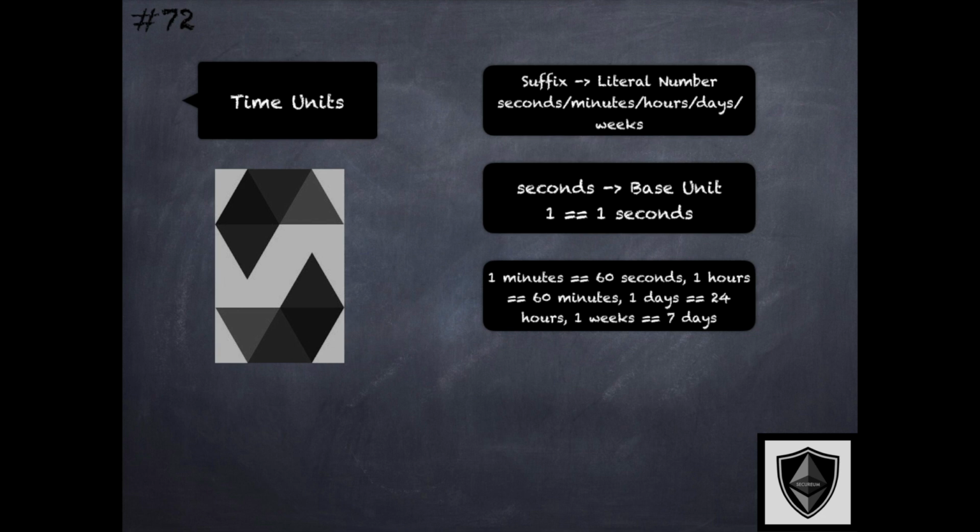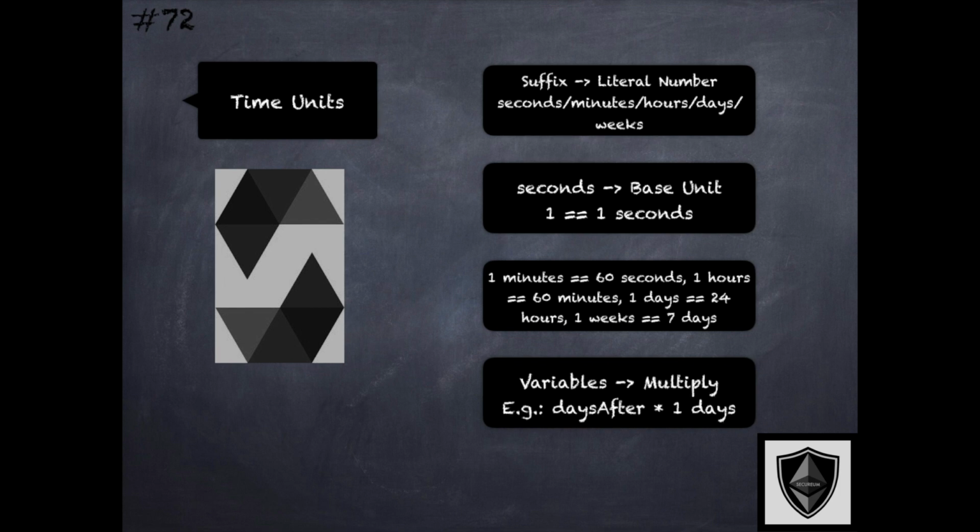These suffixes cannot be directly applied onto variables. So if you really want to apply time units to certain variables, then one needs to multiply that variable with that time unit. As an example shown here, if we have a daysAfter variable and we really want it to represent the number of days, then we cannot apply the days suffix directly to it, but we have to multiply daysAfter with 1 days. So that is really how Solidity allows one to use these units with variables.